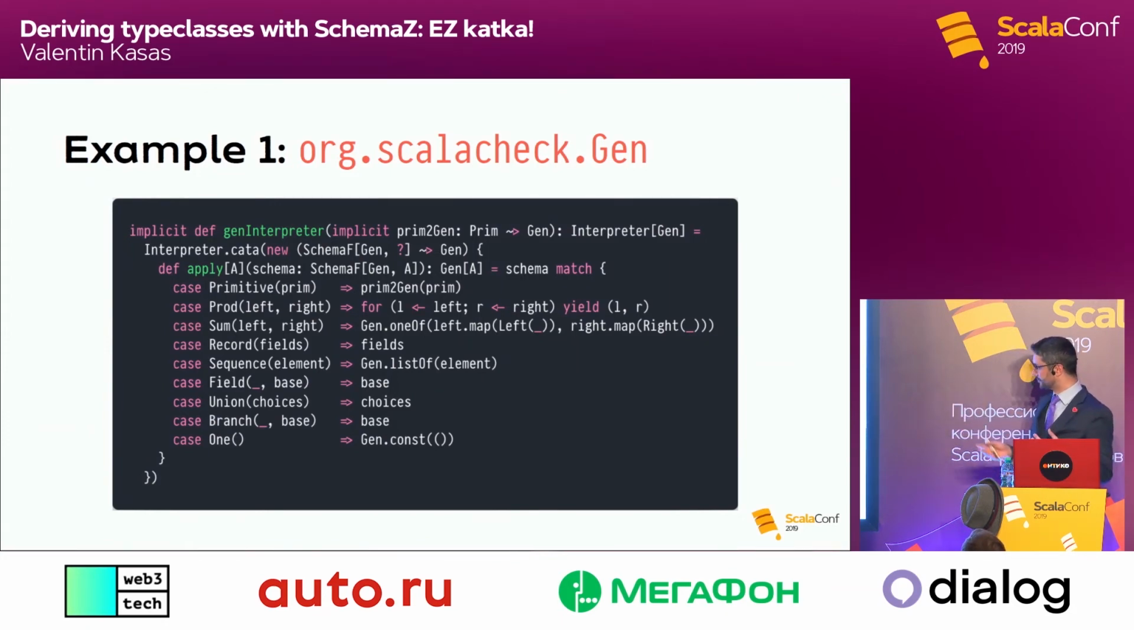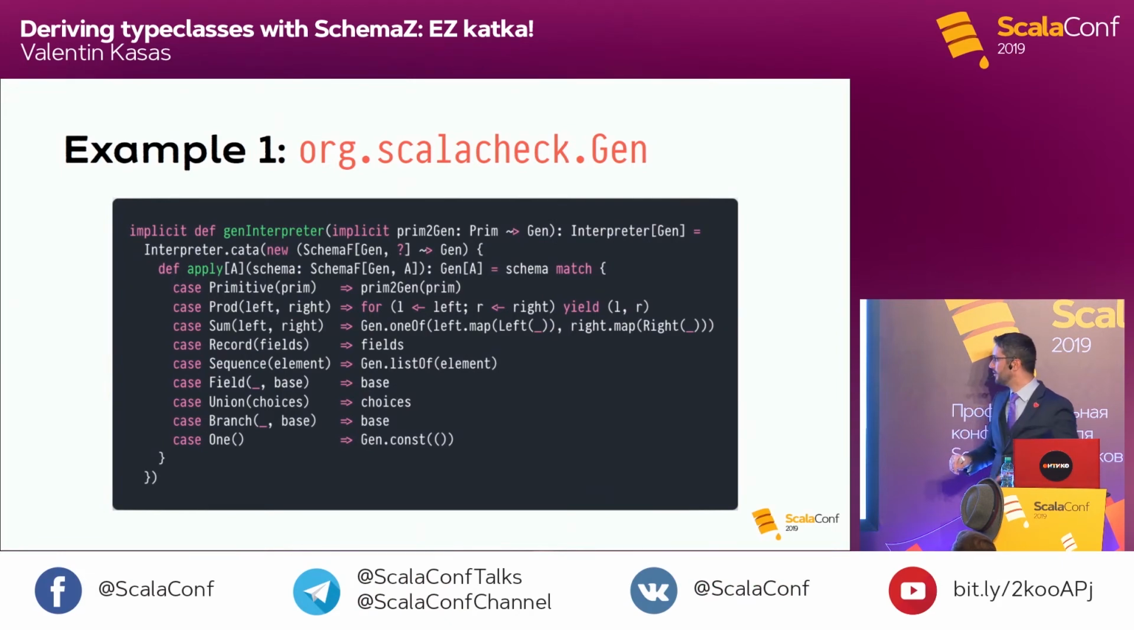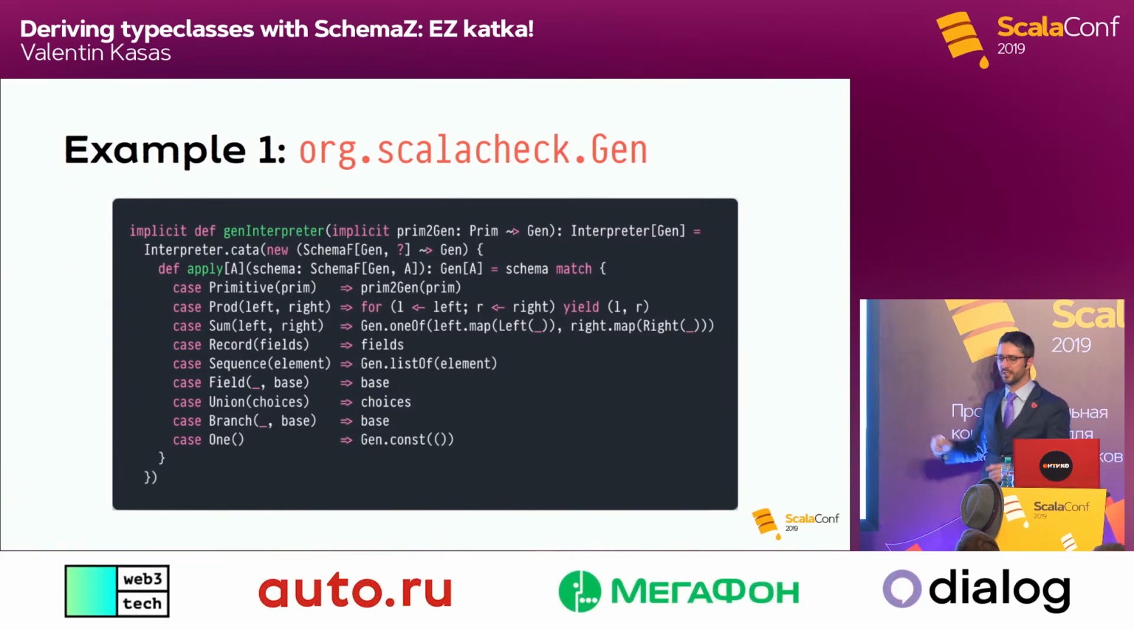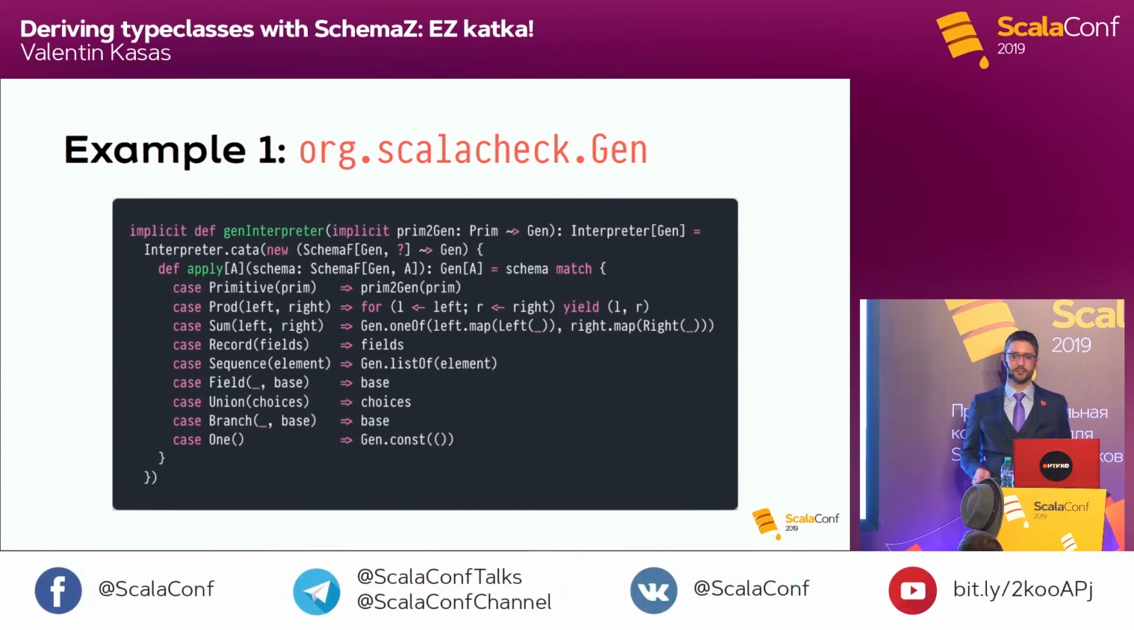For a product, I just generate the left branch, the right branch, and I return a pair. For the sum, I just pick either the left branch or the right branch at random, and so on and so forth. It's really simple. For the sequence, I use gen.listOf. Fields and branches are just labels on top of a type, so I have nothing to do. And for one, I just return unit, because that's the only thing I can return.